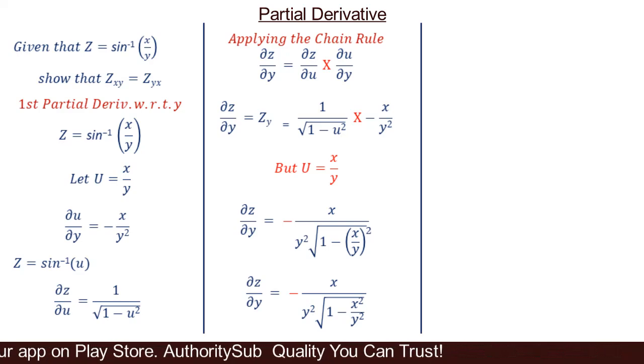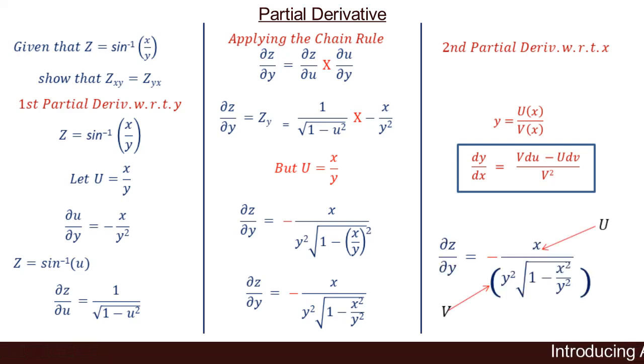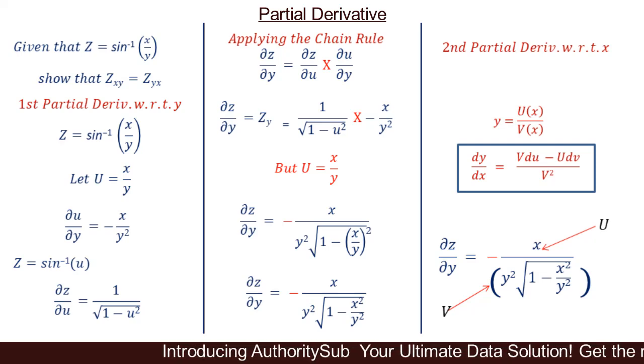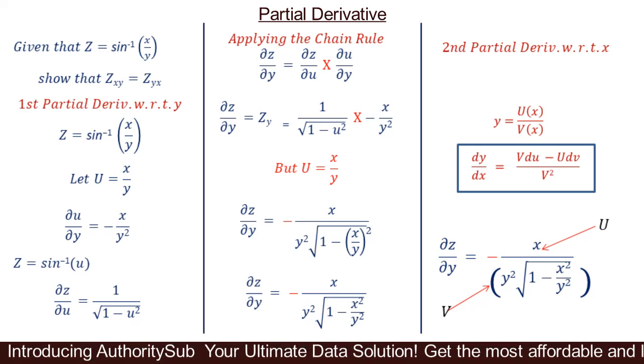Now let's go again and find the second partial derivative of this same z with respect to x. We apply the quotient rule as usual, and you know that your quotient rule is v du minus u dv all over v squared, right? Good. Now look at it. We are saying the partial derivative with respect to x of the partial derivative of z with respect to y. This partial derivative of z with respect to y that we just obtained, let's find its partial derivative with respect to x.